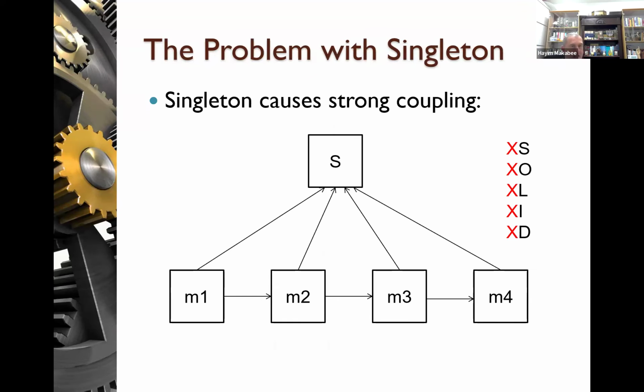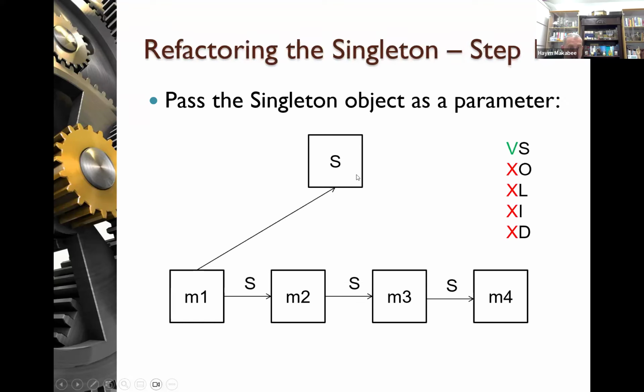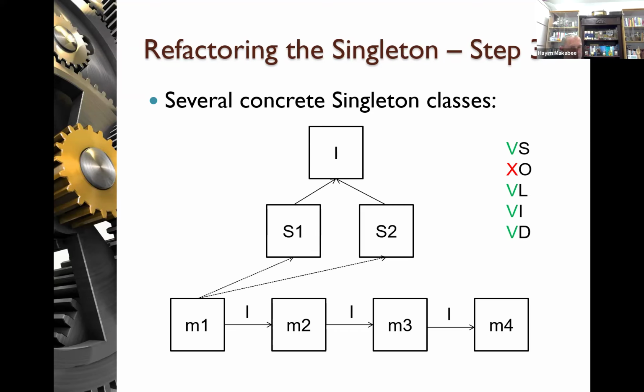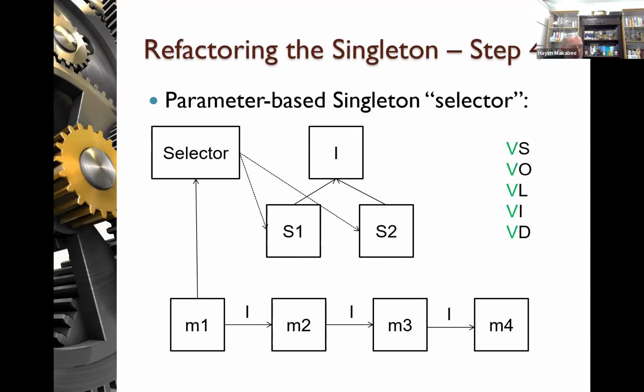Let's do it from the beginning. This is the initial typical usage of the singleton object, which is a global variable. We start with a global variable. Then we pass it as a parameter. Then we separate the interface from the implementation. Then we create several possible implementations. Then we create a selector. And now it's SOLID.